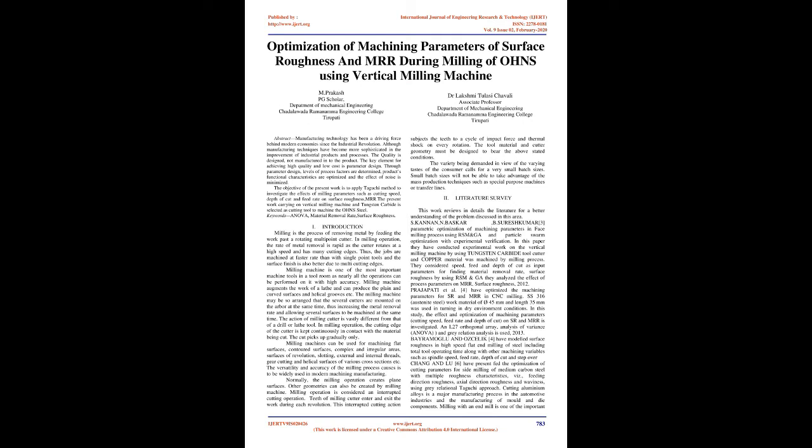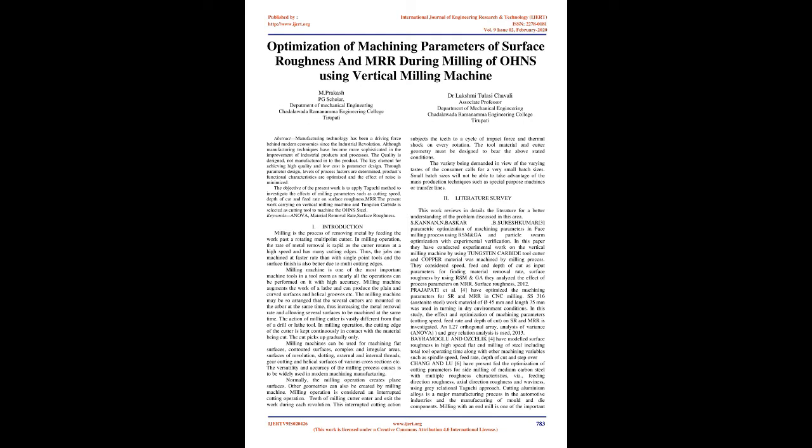Introduction. Milling is the process of removing metal by feeding the work past a rotating multipoint cutter. In milling operation, the rate of metal removal is rapid as the cutter rotates at a high speed and has many cutting edges. Thus, the jobs are machined at a faster rate than with single-point tools, and the surface finish is also better due to multiple cutting edges.